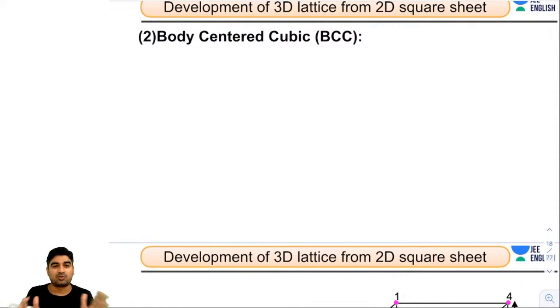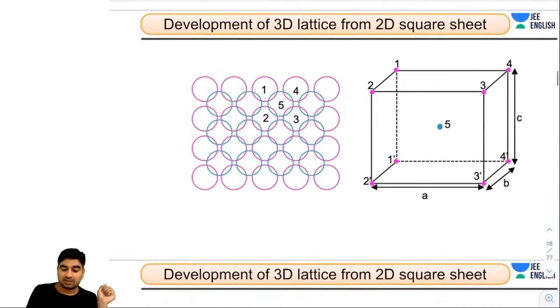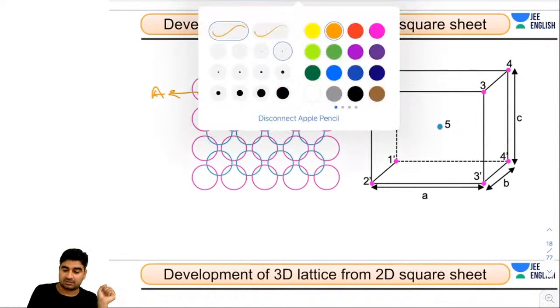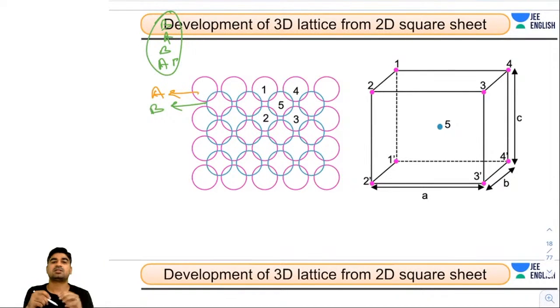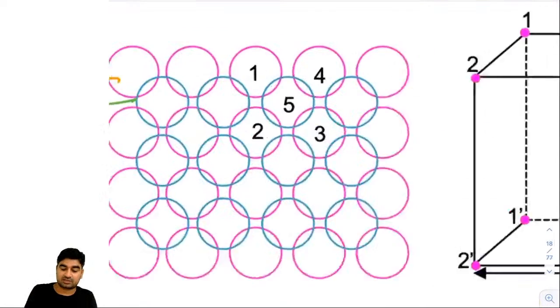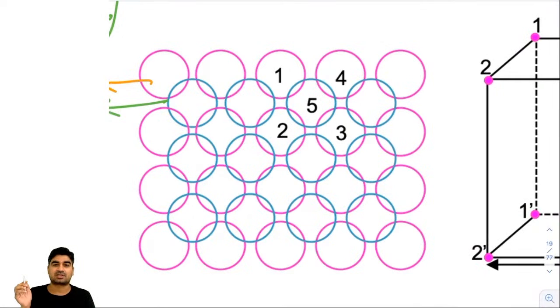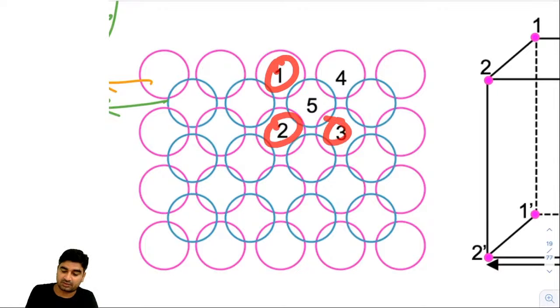In body center, what I'm going to do? Yes, I told you this is layer A and then we have layer B. So this arrangement will be called ABAB. Although I have discussed it in the previous class, there are so many new students, so for them I'm telling you. If I take sphere number 5, this sphere is not touching any sphere in its own layer, but it is touching spheres 1, 2, 3 and 4.